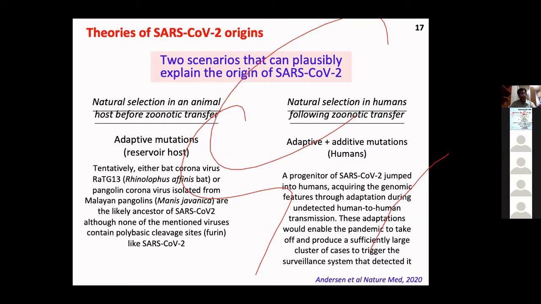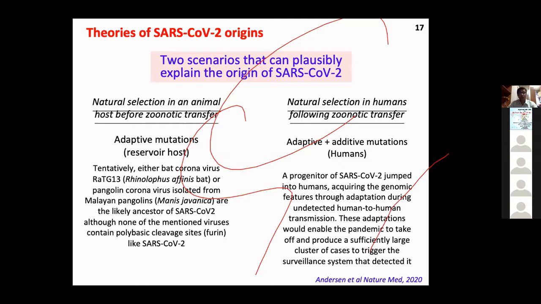The other possible theory is natural selection in humans following zoonotic transfer, where the adaptive and additive mutations happened following transfer. So the progenitor SARS coronavirus 2 probably jumped into humans and then gained some adaptation and some additive mutations. And then suddenly the pandemic took off and the surveillance system detected it. So these are the two possible scenarios that can explain the natural origin of the virus.